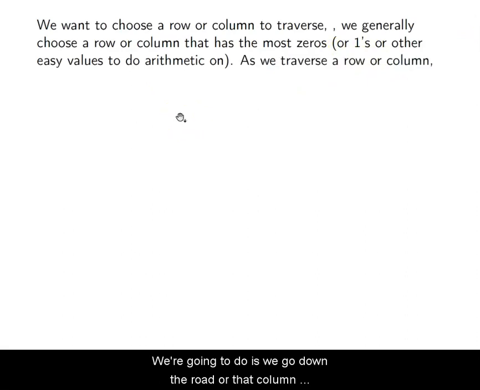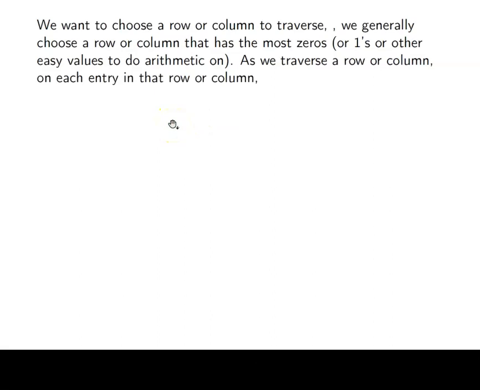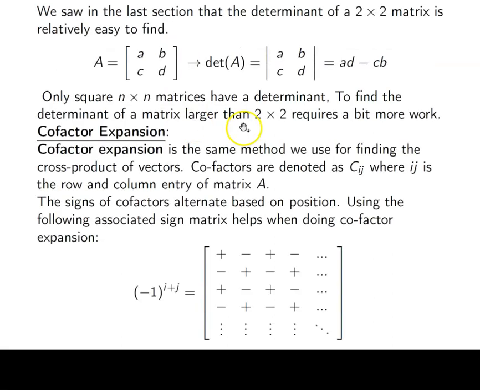So what we're going to do is go down the row or that column, and every time I reach a value inside of that row, let's just say we're going down a row, every time I am at a value in that row, I check to make sure my sign is positive or negative based on this, okay?